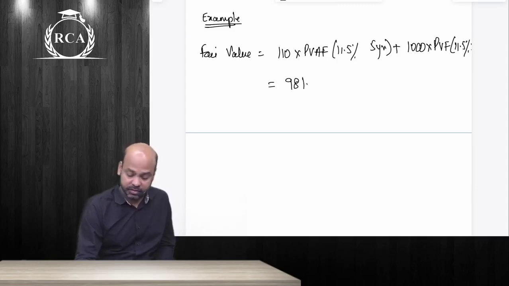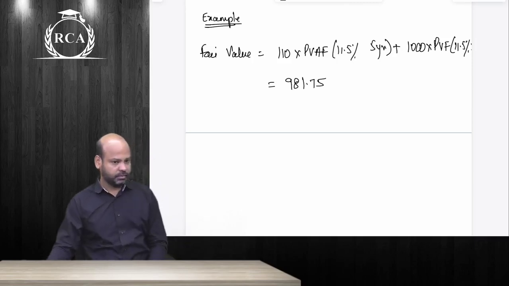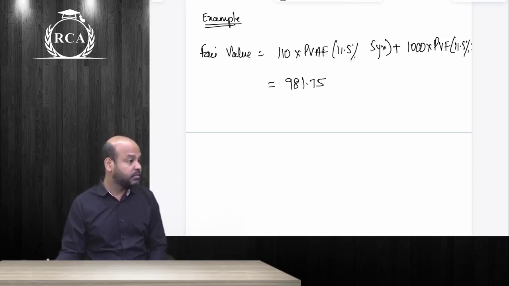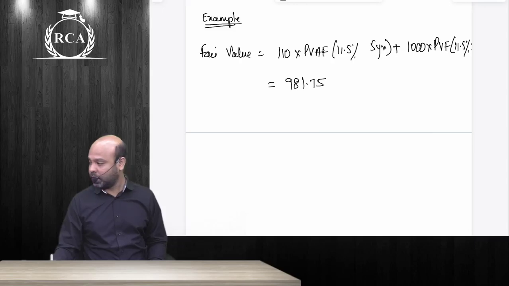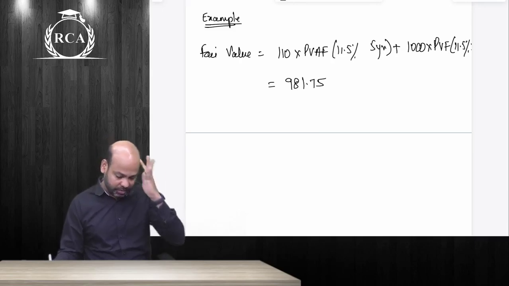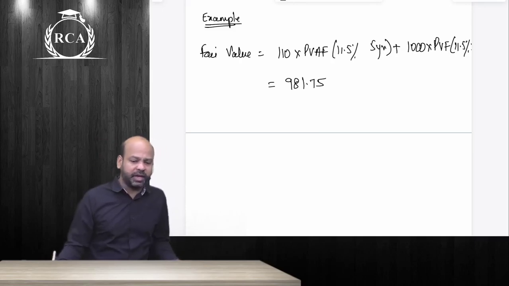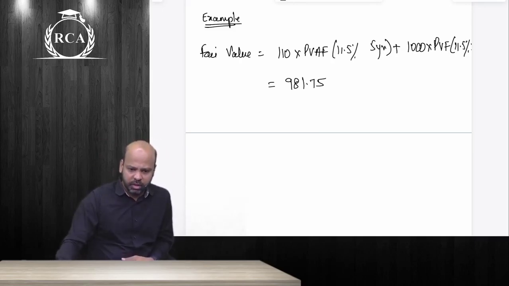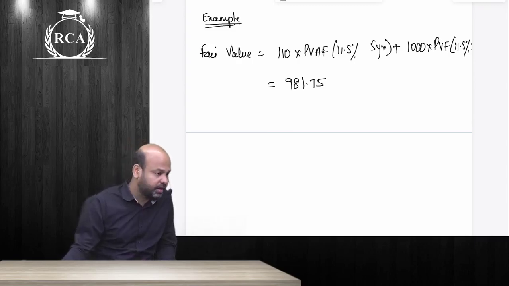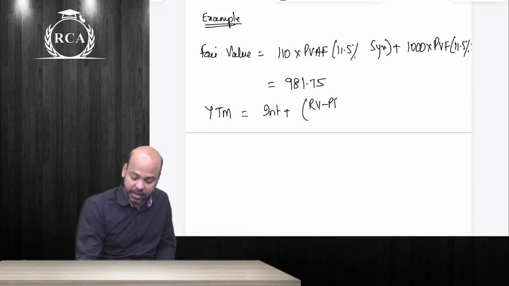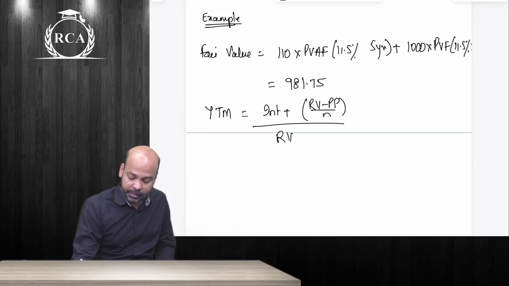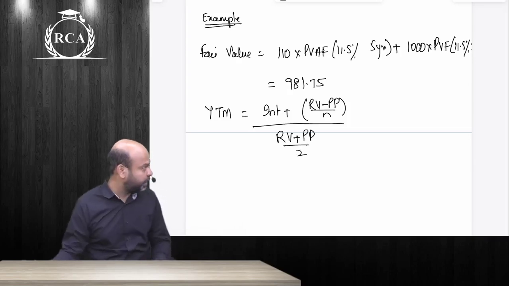981.75, beta, is the fair value of the bond. So if the bond is trading at 960, will you buy the bond? Yes, it is underpriced, beta. You will end up generating a higher return. Yes or no? To compute YTM, guys, you can use the shortcut method. It will be interest amount plus redemption value minus purchase price divided by n, whole divided by redemption value plus purchase price by 2.